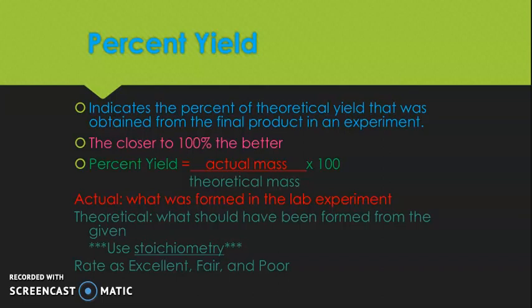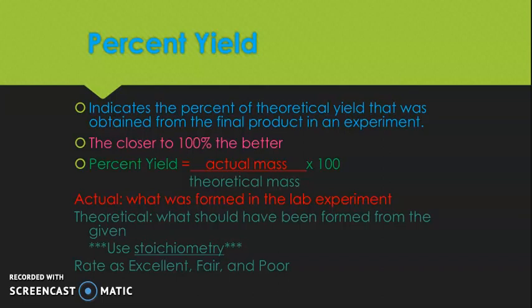So my theoretical would be 24 cookies. My actual mass would be the 22 cookies I made. So I would do 22 divided by 24, what I should have gotten by my recipe. Take that times 100, and I get 91.67% yield. So I'd label it 91.67% yield. And then I would rate that as excellent, fair, or poor.